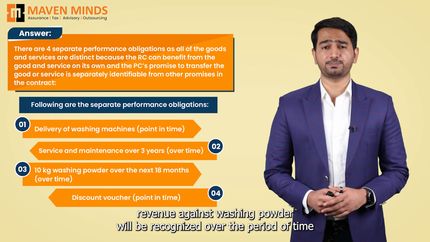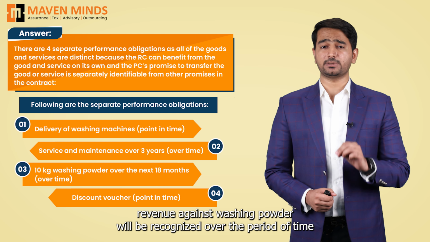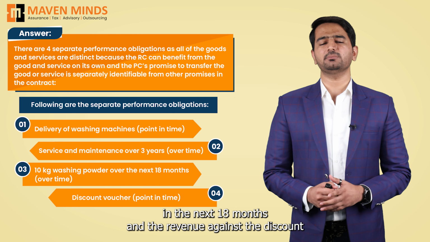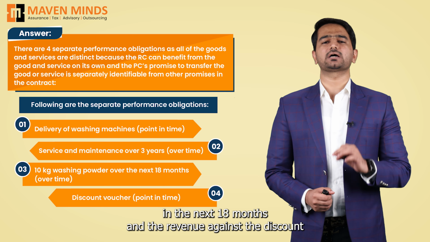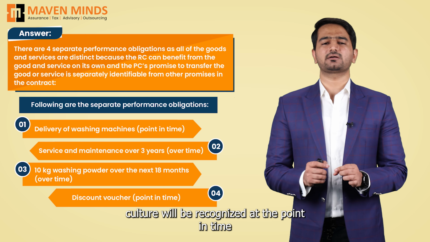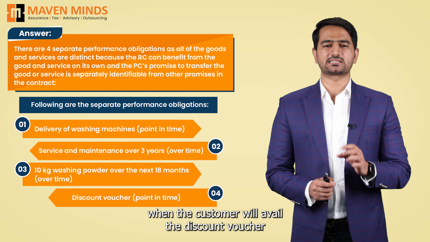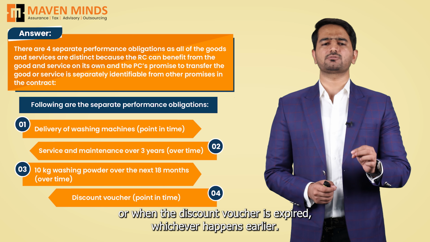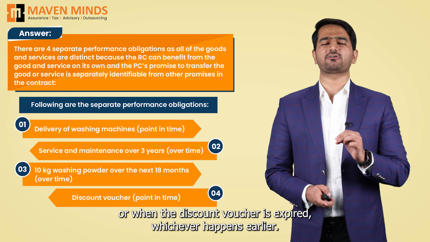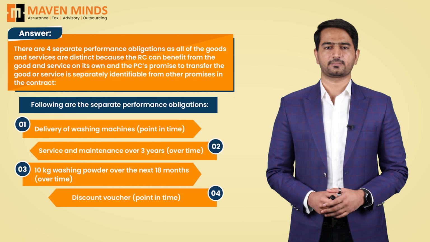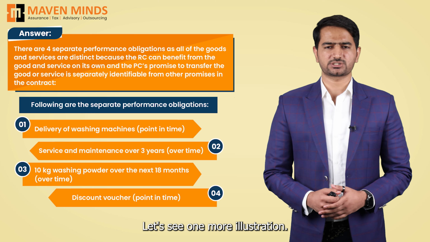Revenue against washing powder will be recognized over the period of time in the next 18 months, and the revenue against the discount voucher will be recognized at the point in time when the customer avails the discount voucher or when the discount voucher expires, whichever happens earlier. Let's see one more illustration.